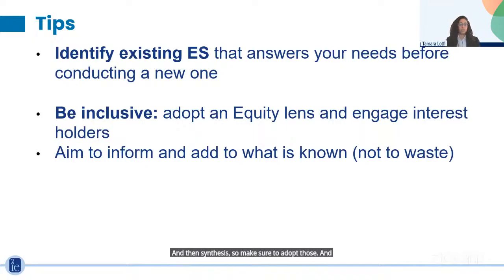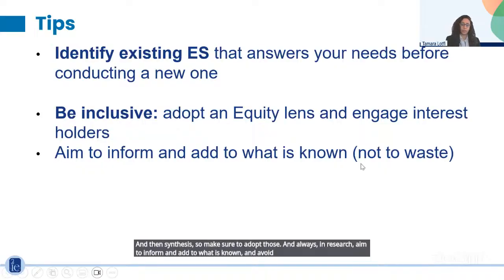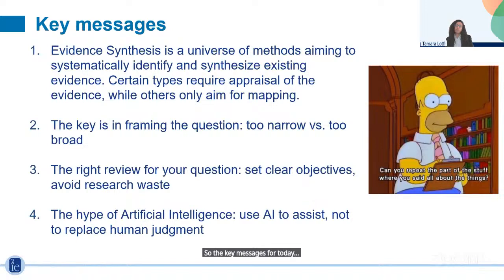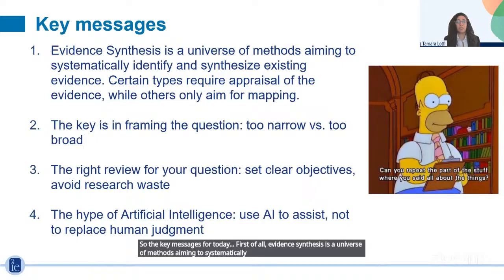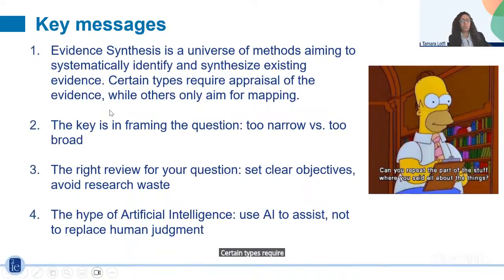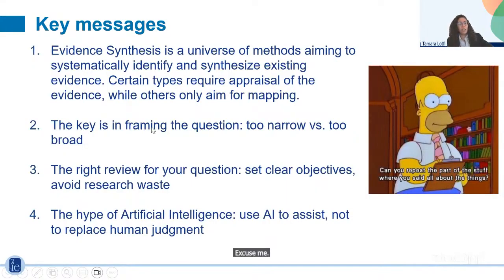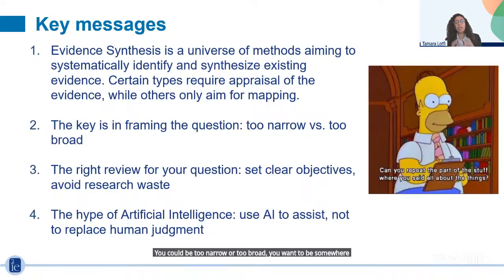And always in research, aim to inform and add to what is known and avoid research waste. So the key messages for today. First of all, evidence synthesis is a universe of methods aiming to systematically identify and synthesize existing evidence. Certain types require appraisal of the evidence, while others only aim for mapping. The key is in framing the question. You could be too narrow or too broad. You want to be somewhere in between. It depends on your objectives.